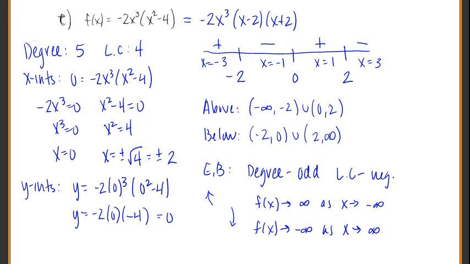The first thing I noticed when I looked at this function was the fact that it's factored, but it's not fully factored. That x squared minus 4 is a difference of squares, so I could have written it as x minus 2, x plus 2.